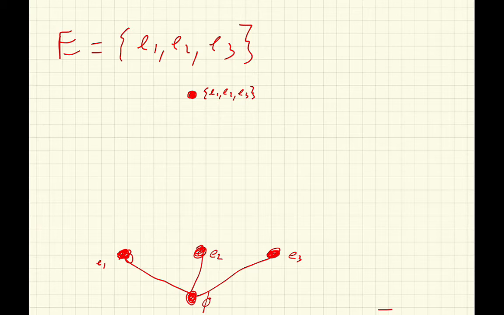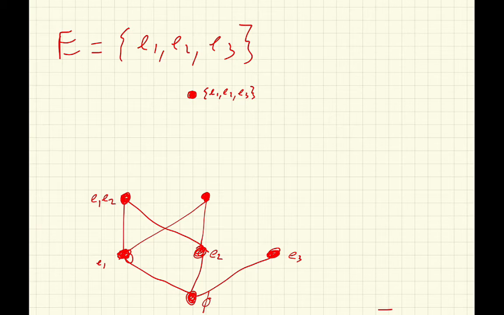But now we need to have a join for each one of these. So let's say that this one here is the join of E1, E2. This one here is the join... Now, would it be correct to do that? No, because every two lattice elements has to have a unique join and a unique meet. So this would not be a lattice.